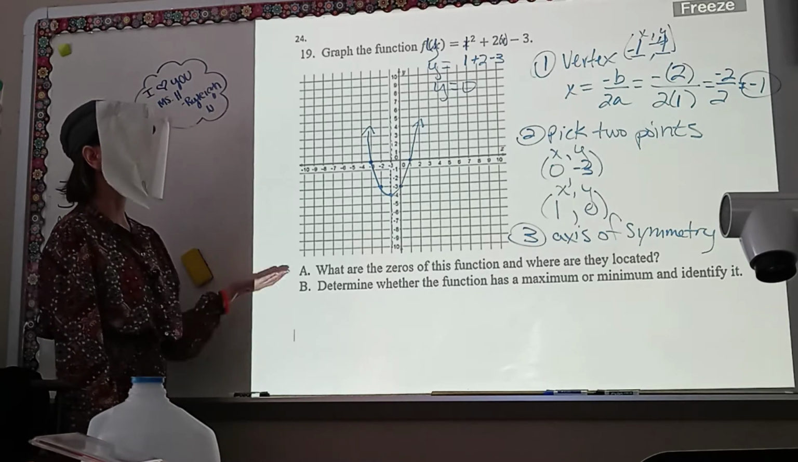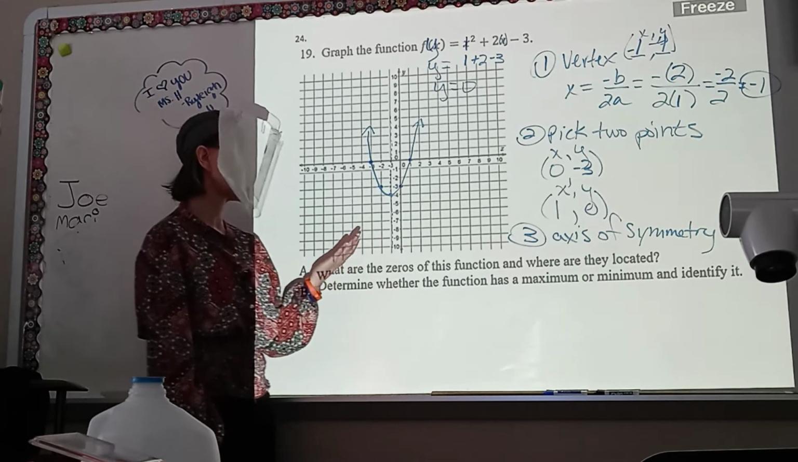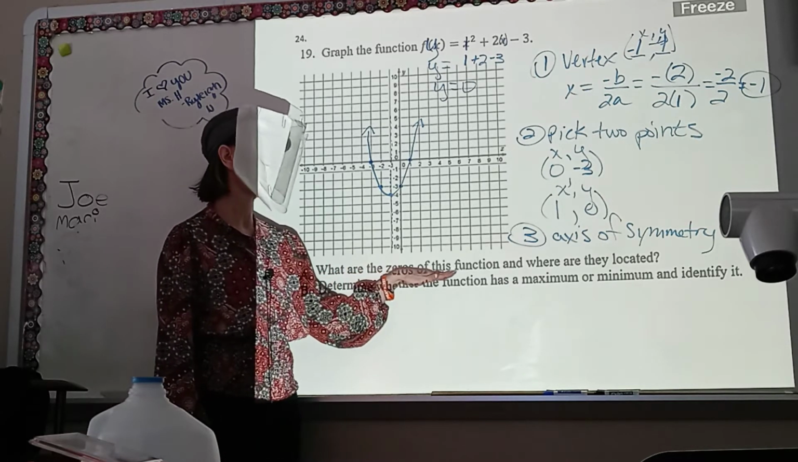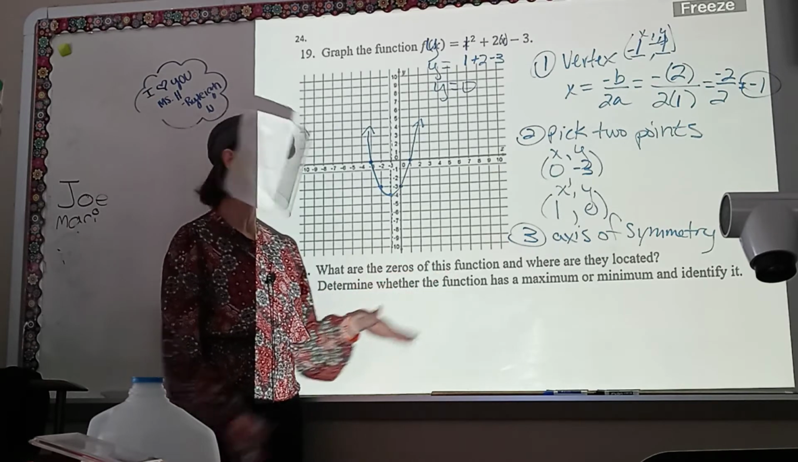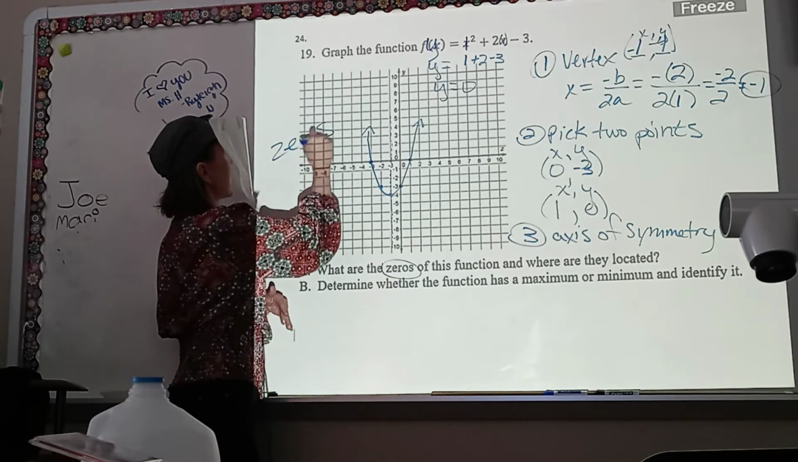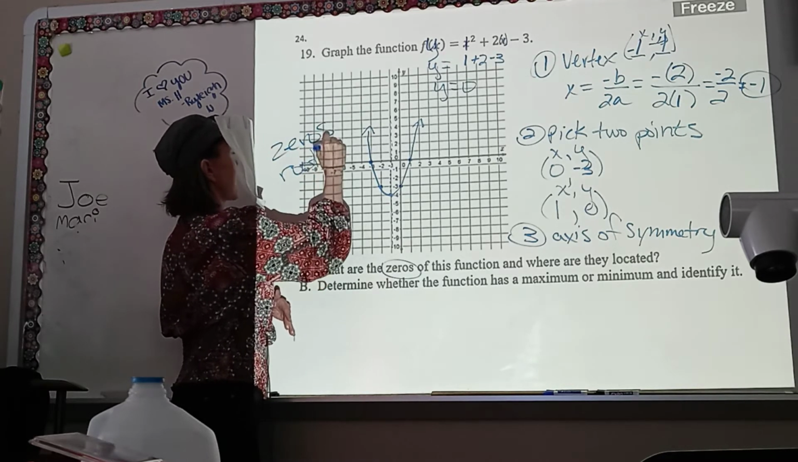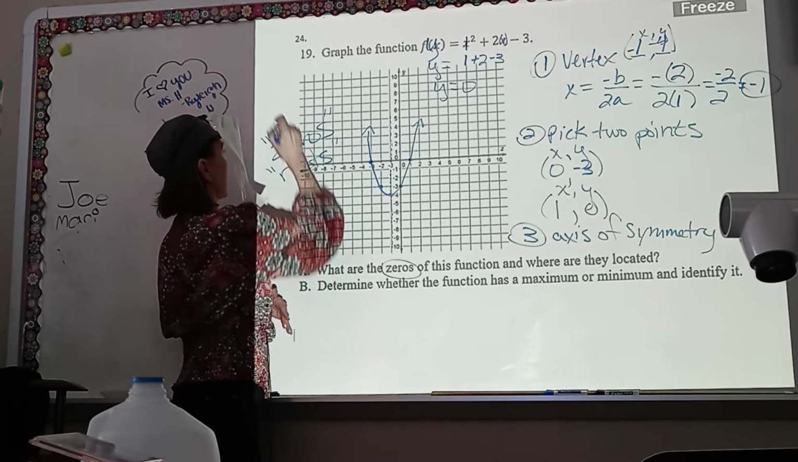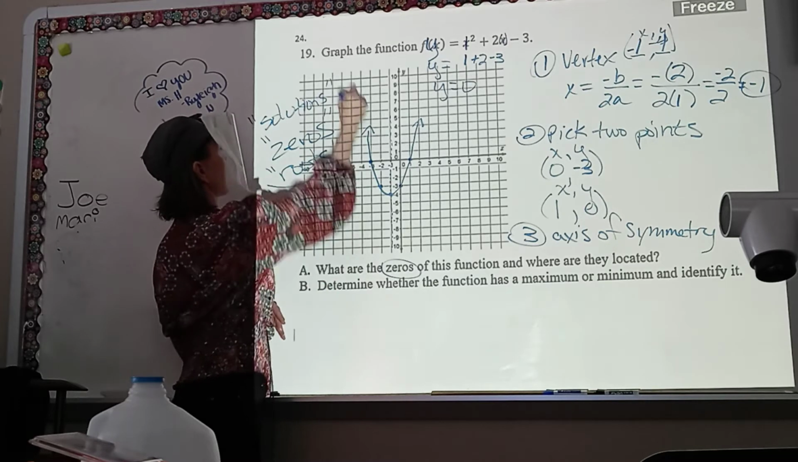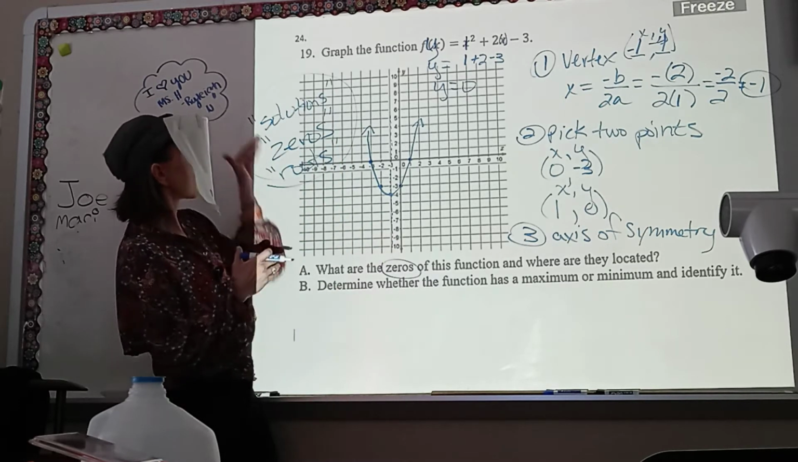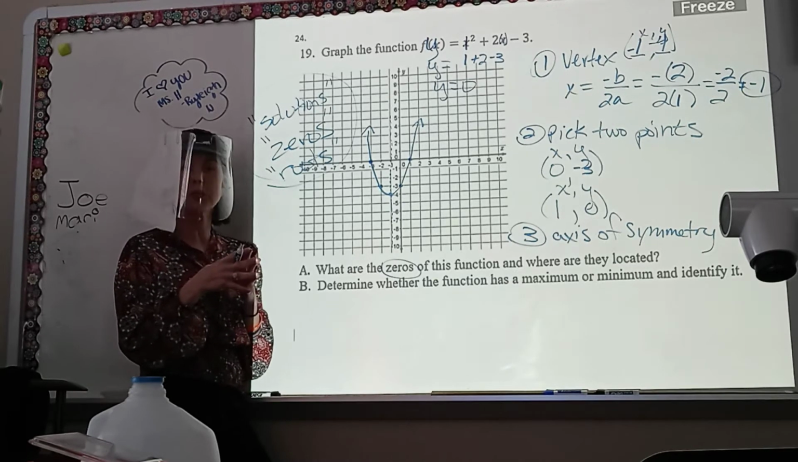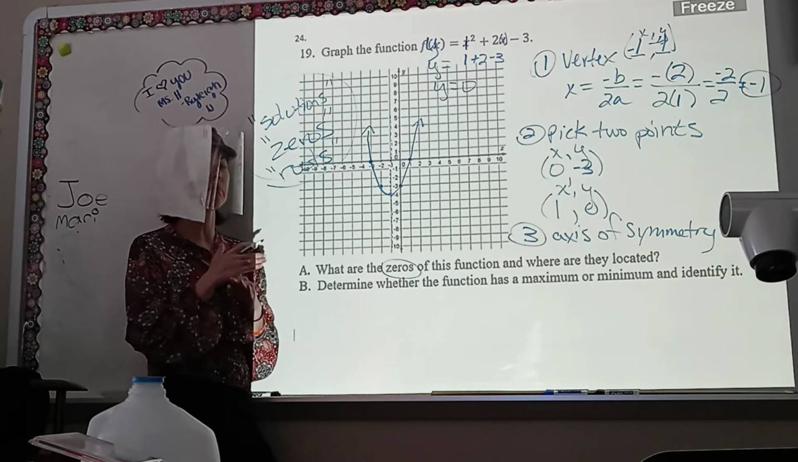Okay, so based on this, let's look at question A. It says, what are the zeros of this function and where are they located? Okay, this is something that we have to discuss. So everyone write zeros and roots. Everyone write that down. And then also write solutions. Okay, guys. Solutions, zeros, and roots all mean the same thing. And you have to be comfortable with those 3 terms meaning the same thing.